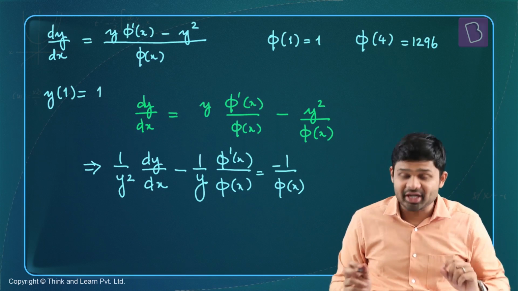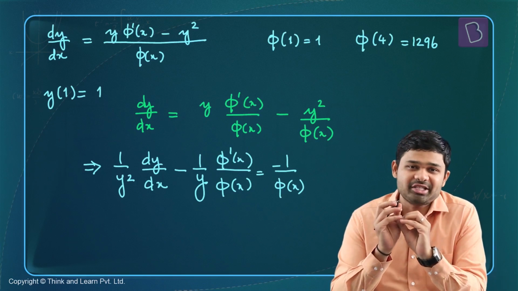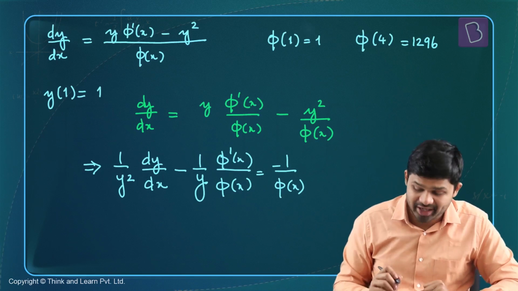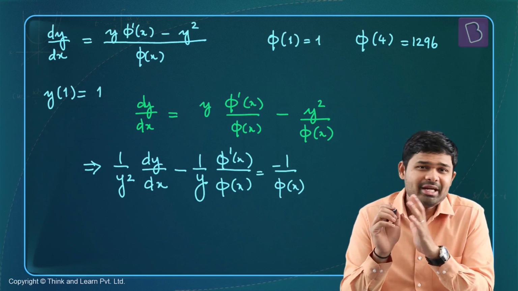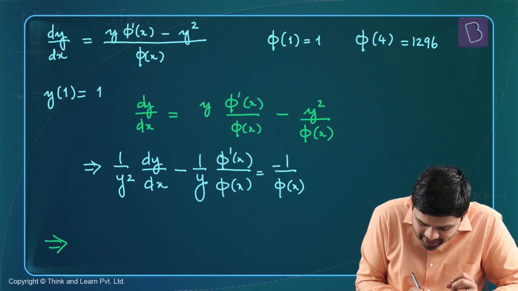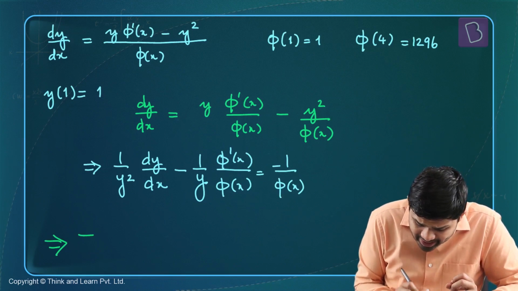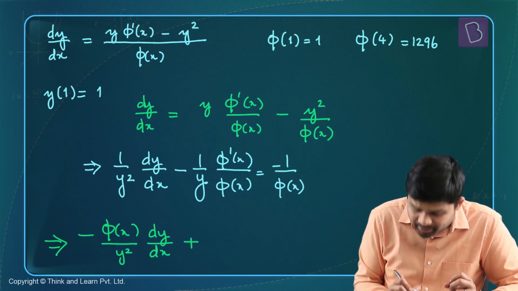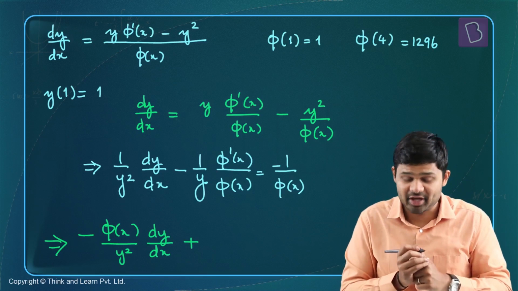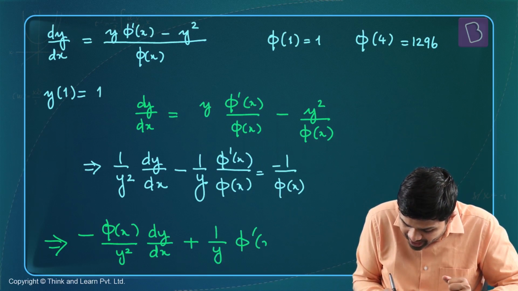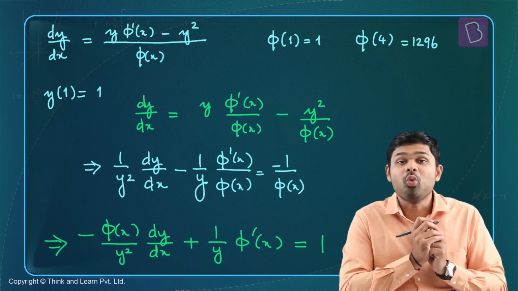But there is something else that we can do, and this requires a lot of practice with differential equations. So I'm going to multiply throughout by minus phi of x. What I'll eventually end up getting is negative phi of x divided by y square dy by dx, plus, because I multiplied by negative phi of x, plus 1 divided by y phi dash of x to be equal to 1.